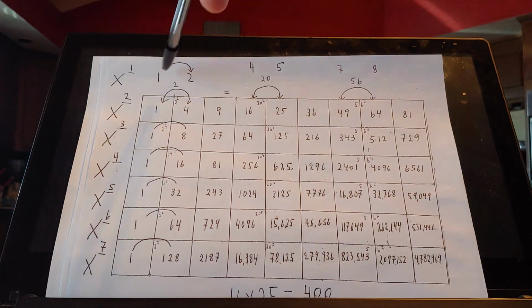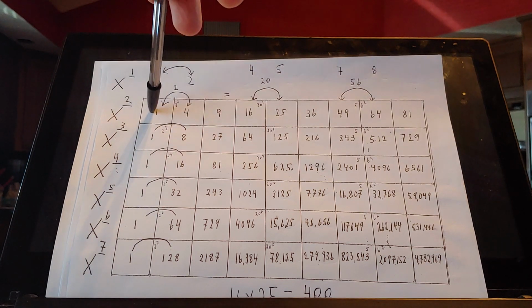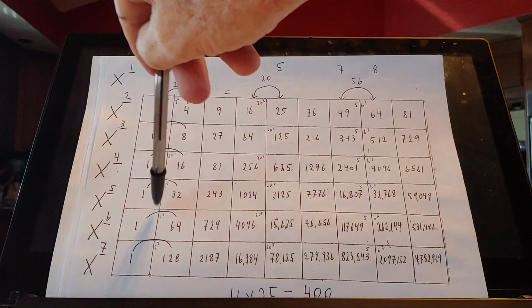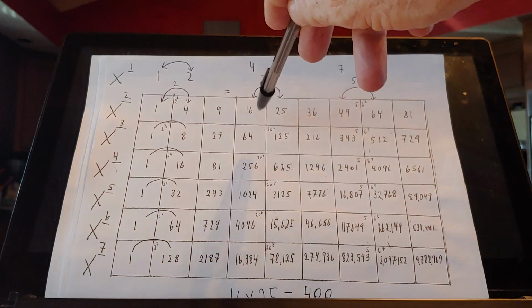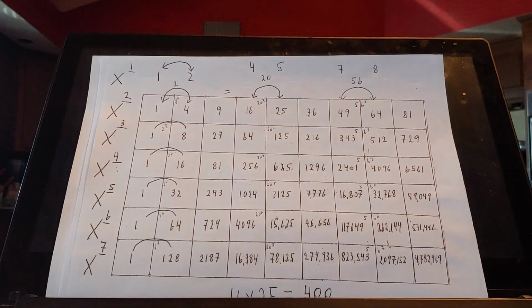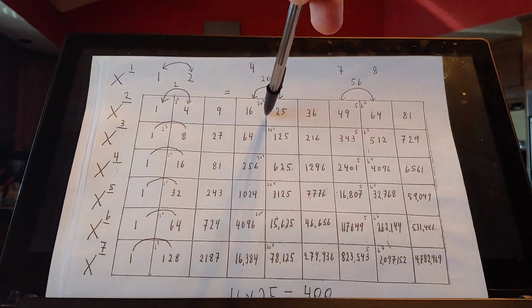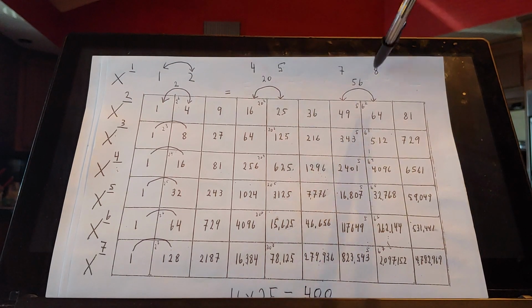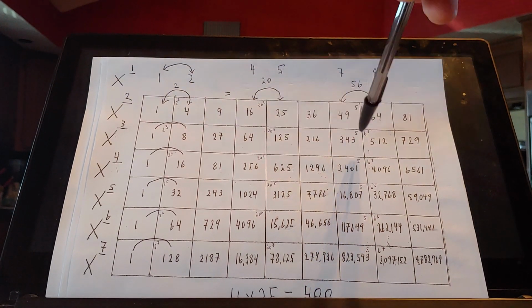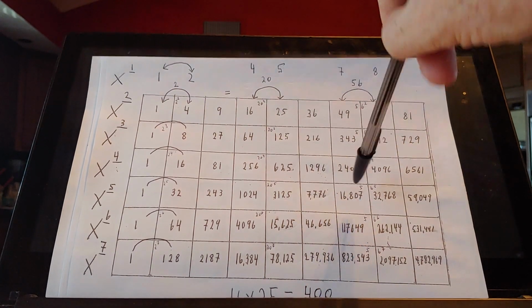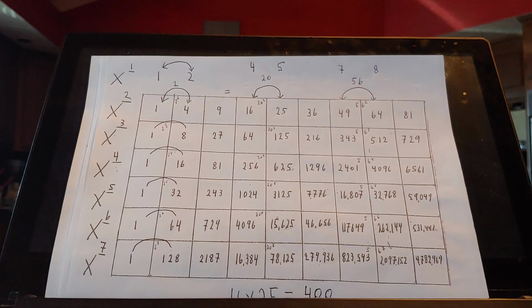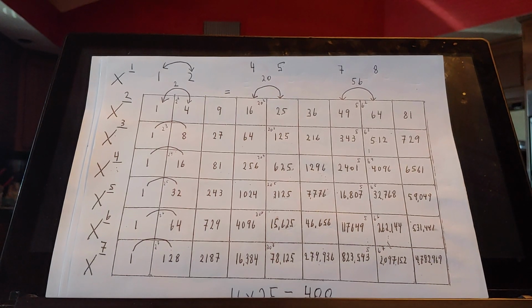1 times 4 is 2 squared, 3 squared, 4 squared, 5 squared, 6 squared, 7 squared. 16 times 25, 400, is 20 squared. So it's going to be 20 squared, 20 to the 3rd, 20 to the 4th, 5th, 6th, 7th, 8th. 7 times 8 is 56, so this is 56 squared, 56 to the 3rd, 4th, 5th, 6th, 7th, etc. So we're identifying another pattern.